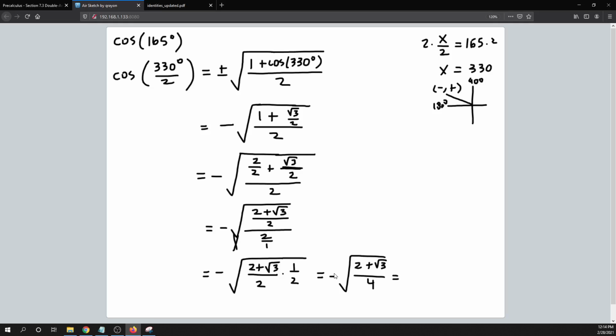And I've got a fraction underneath the radical sign, so to get rid of that, I split it up like this. It's going to be minus the square root of the top over the square root of the bottom. And finally, the last step here is that the square root of 4 is just 2. And so that's it, and that's the final answer on this problem.